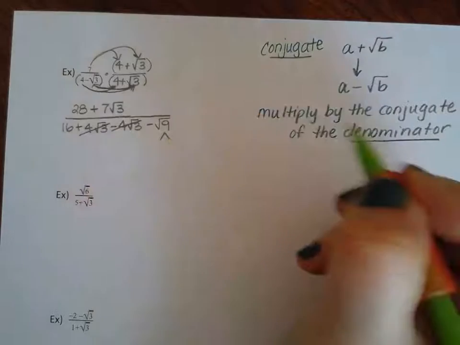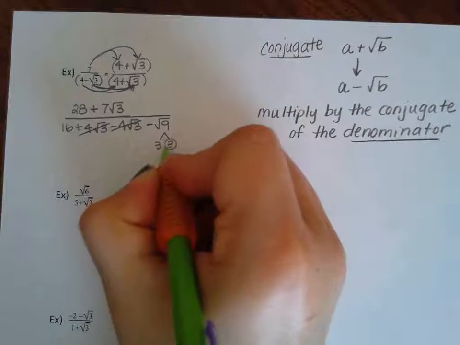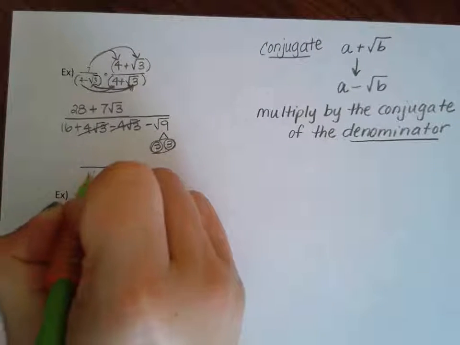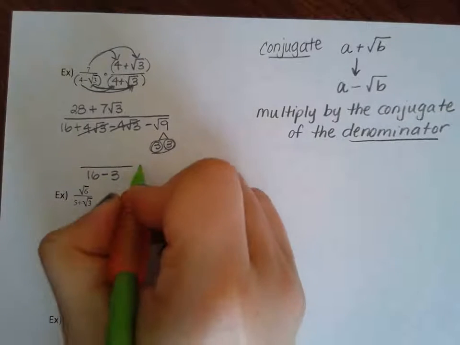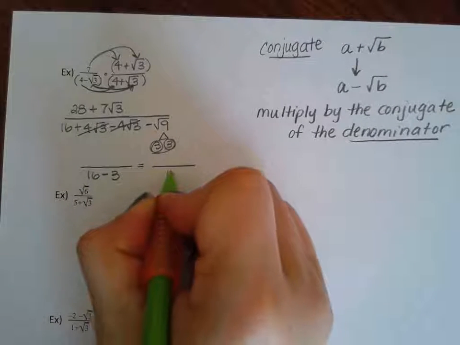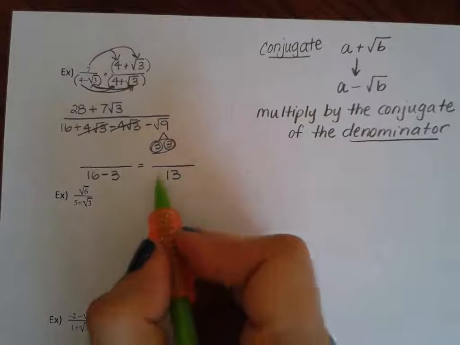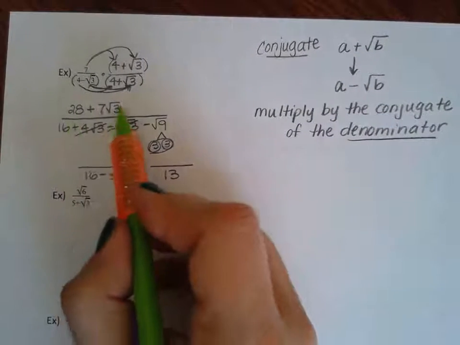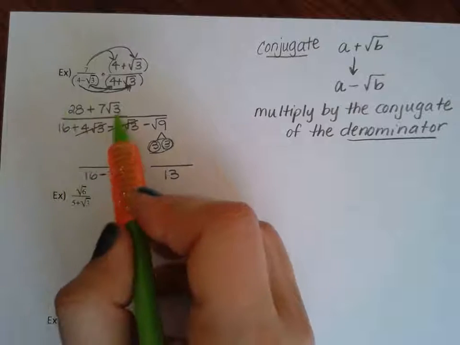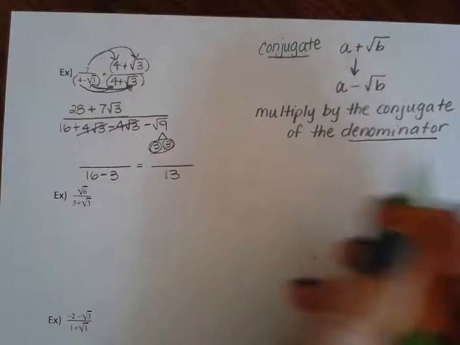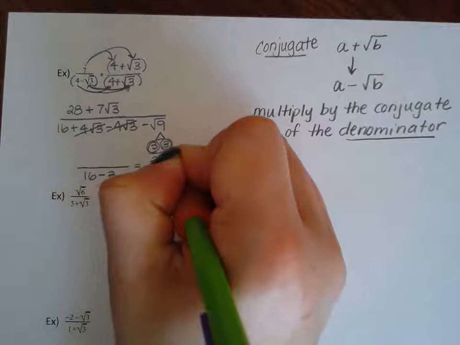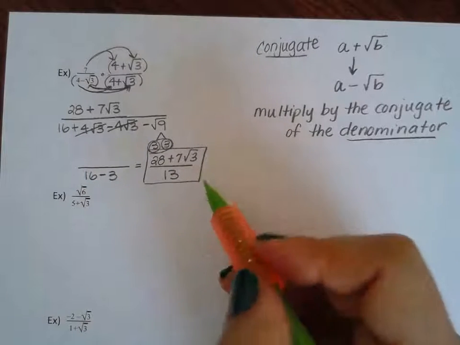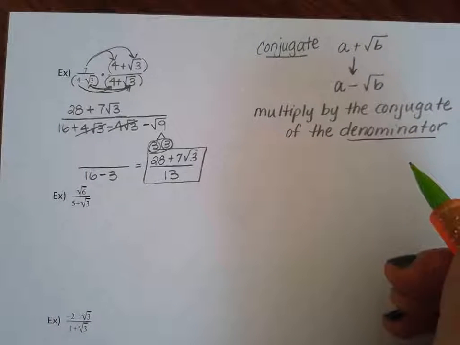Now we can break down the square root of 9, which is 3 and 3, or you may just remember square root of 9 is 3. So the denominator of this is going to be 16 minus 3. And that can simplify to 13. Now we don't have a radical in the denominator, so that's good. We're in good shape. The top, we're going to look to see if that can be simplified at all. I don't believe we can break this down any further, so our answer will be 28 plus 7 root 3 all over 13. And that's a perfectly good answer in simplest radical form.